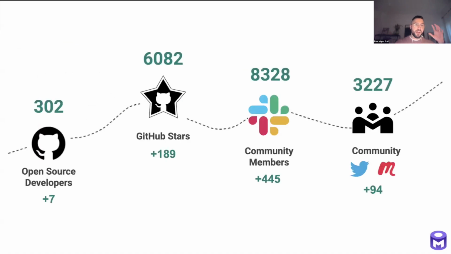In terms of metrics, I'm super happy because this time we are breaking a lot of milestones. We are up to 300 open source developers, more than 6,000 stars, more than 8,000 community members in Slack, and then even more people that are following us. So do not miss any events on Twitter and in the meetup group.